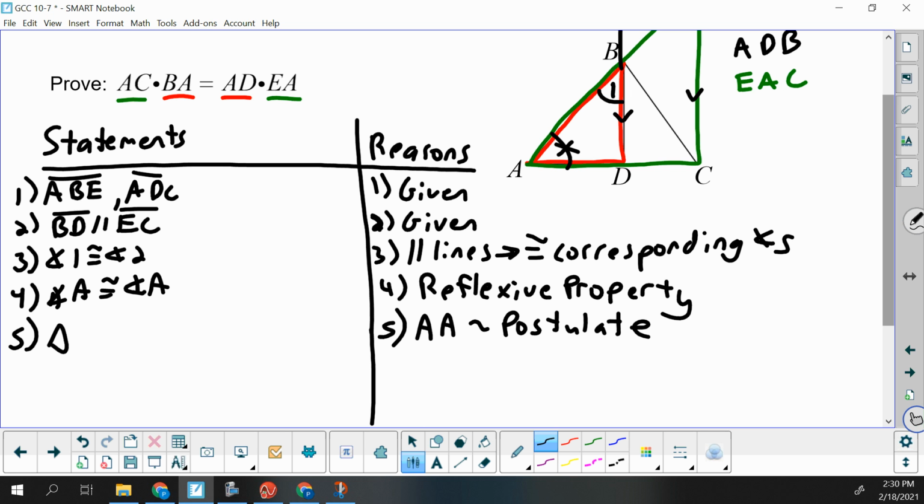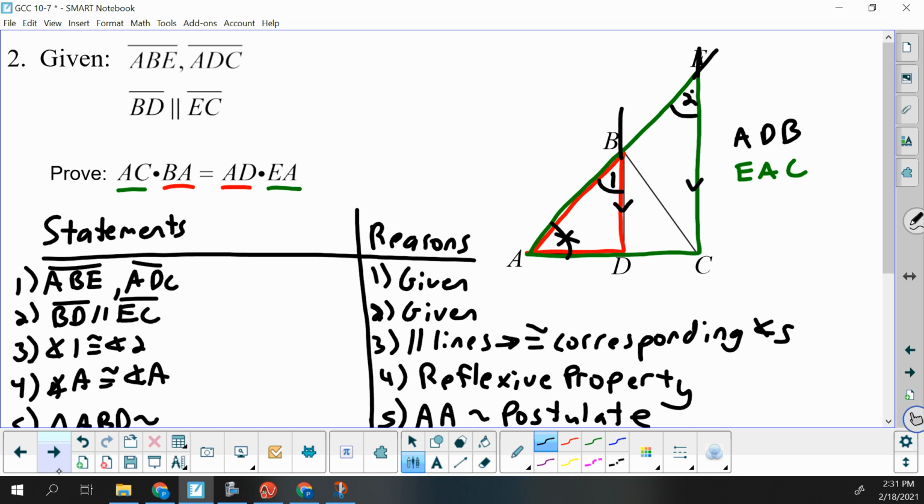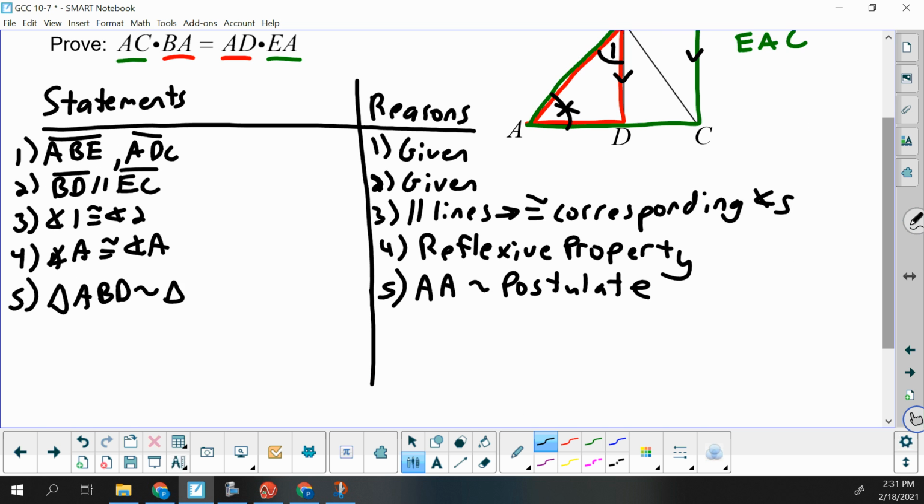I'm going to name the first triangle ABD is similar to... we said ABD, so that must match with ABC. After we say that they're similar, we always do next: similar triangles implies proportional sides.